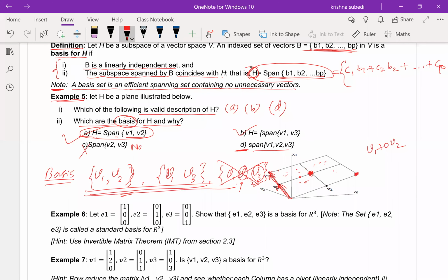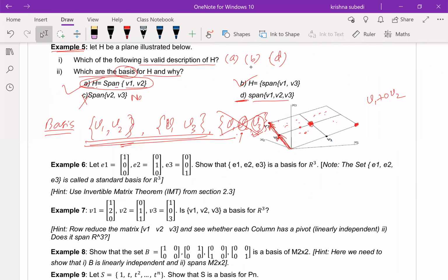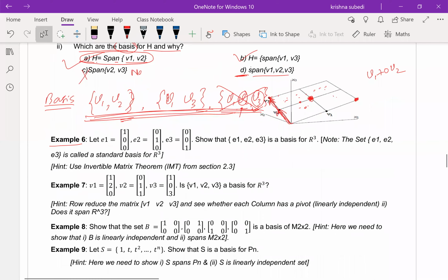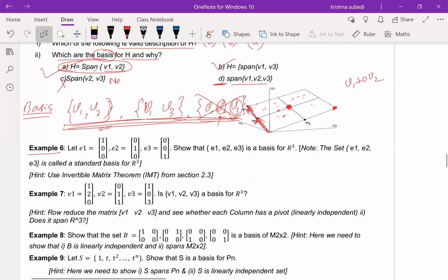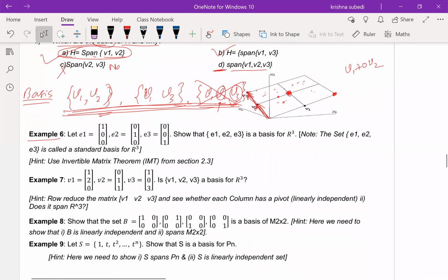Now we will learn that checking this way every time requires a lot of time and energy. So we will now learn an efficient method of checking whether a set is a basis or not. Let's look at example 6 and example 7, which are similar. Examples 8 and 9 are all similar actually. Let me do example 7.